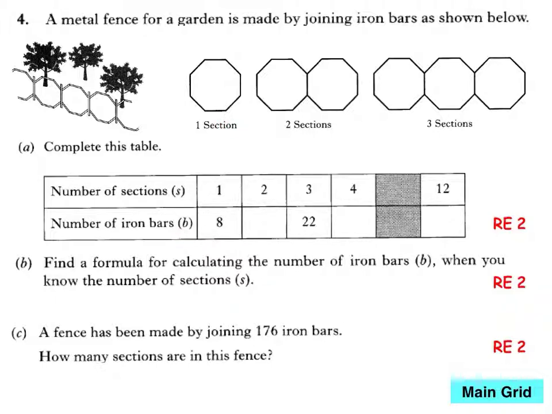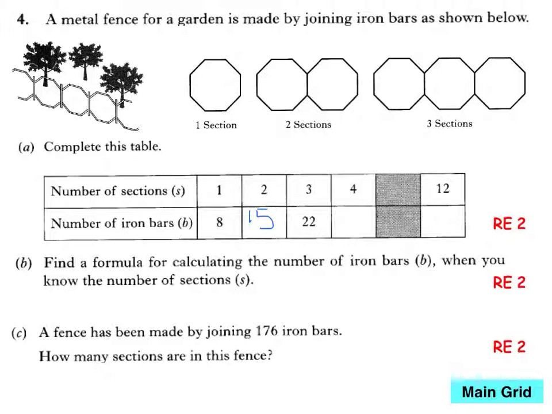So for one section we have 8 bars. For two sections we've got the original 8, then we've got 9, 10, 11, 12, 13, 14, 15. So we've got 15 here, so I'm just going to put that into the table. And then for the third section, it says we have 22. And we could go ahead and count those bars and we'd find there are 22.